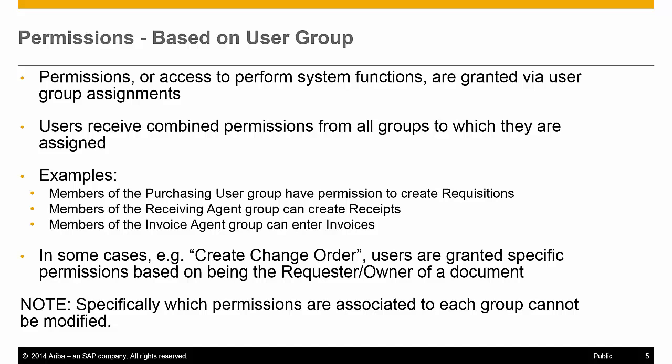If you belong to a particular group, you will receive all the permissions that are tied to that group. So for example, if you belong to the purchasing user group, you would have the ability to create requisitions in Ariba. If you belong to the receiving agent group, you can create goods receipts in Ariba, and so forth. A key point to note here is that groups and permissions are bundled together. You cannot pick and choose what permissions come with a group. If you belong to a particular group, you will inherit every permission that comes with that group.